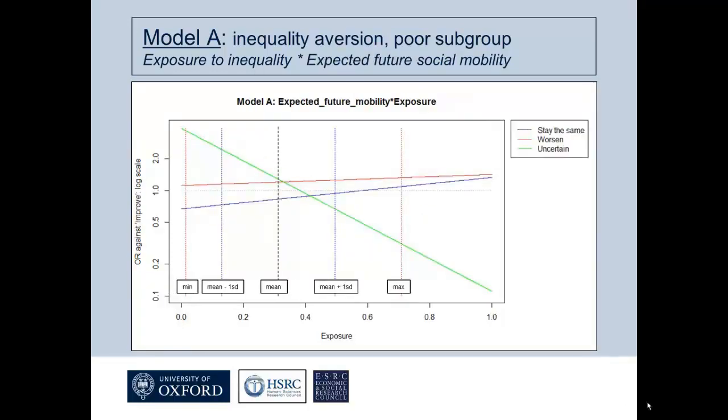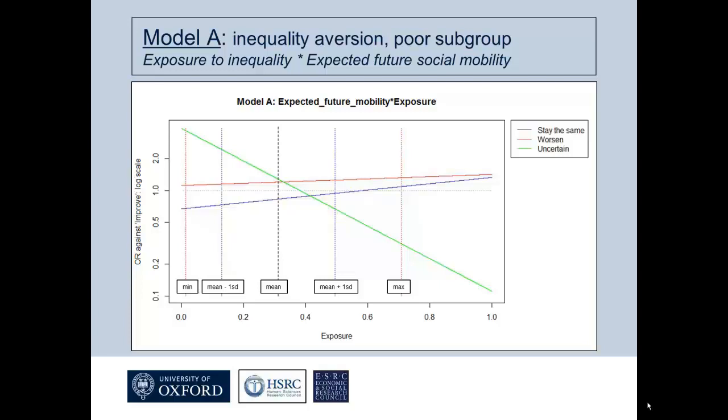This next chart, which also relates to Model A, focuses on the interaction between expected future mobility and exposure. Here, the reference category for expected future mobility is people who believe their social mobility will improve over the coming years, and we compare that against people who think their future mobility will either stay the same, worsen, or who are uncertain.